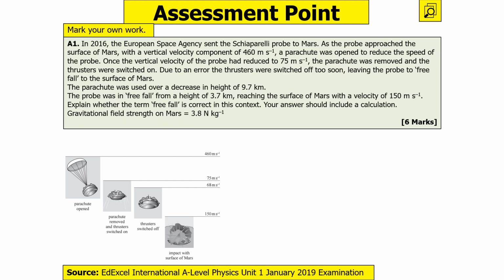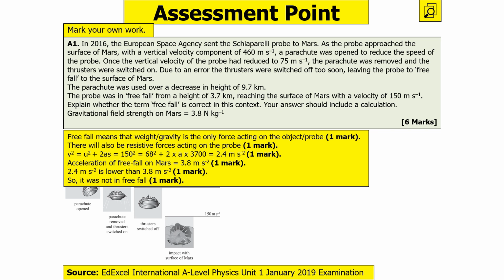Right, in your answer, freefall means that the weight is the only force acting on the probe, but there will also be resistive forces acting on the probe.